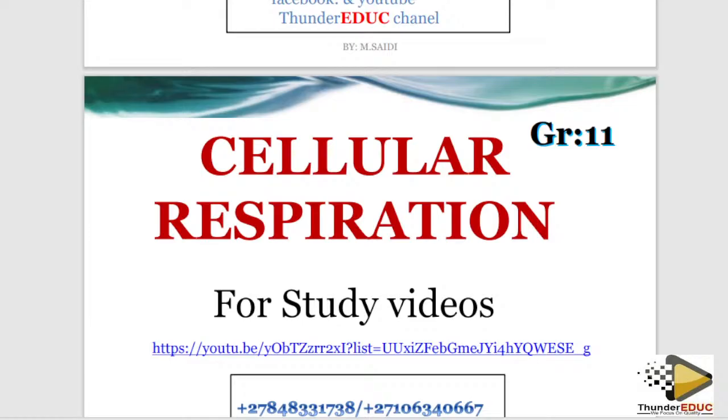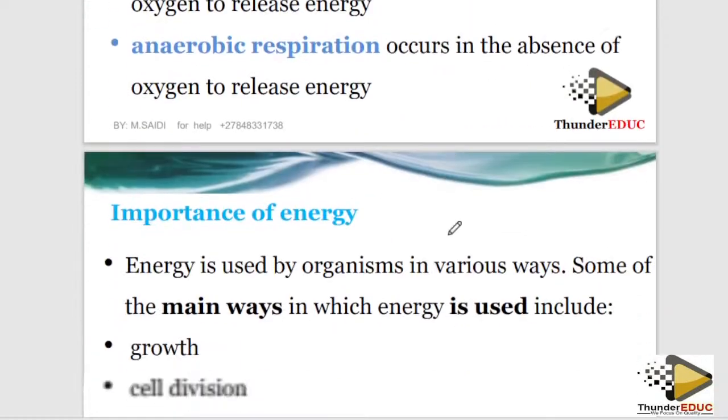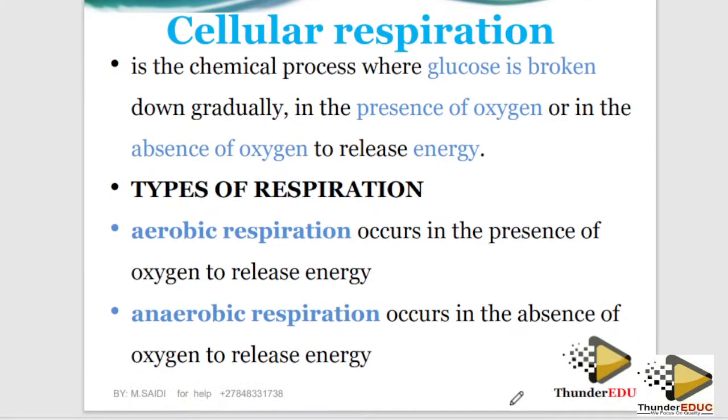Let's go to cellular respiration. I'm not teaching, I'm just highlighting. So I'm not going to be teaching too much, unless you have a question because you don't understand this subtopic. Then you let me know, yes, in the comments.